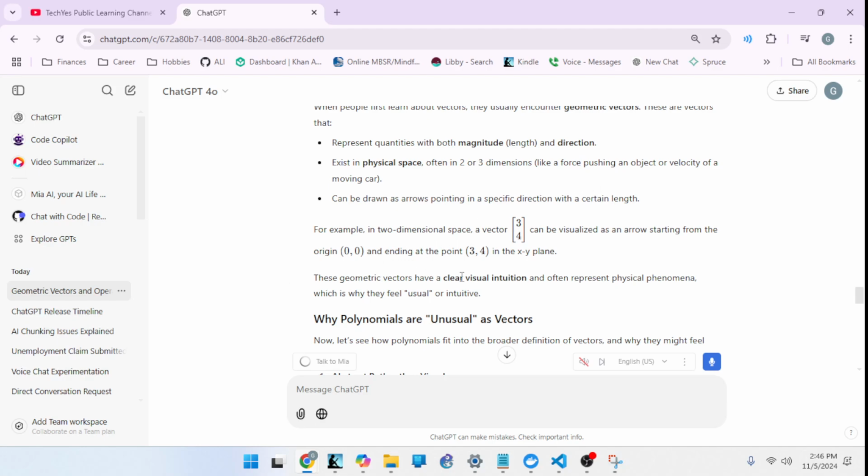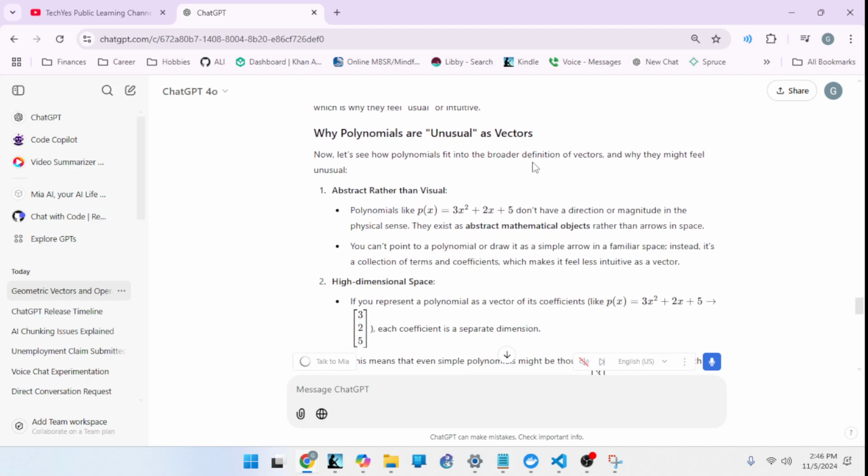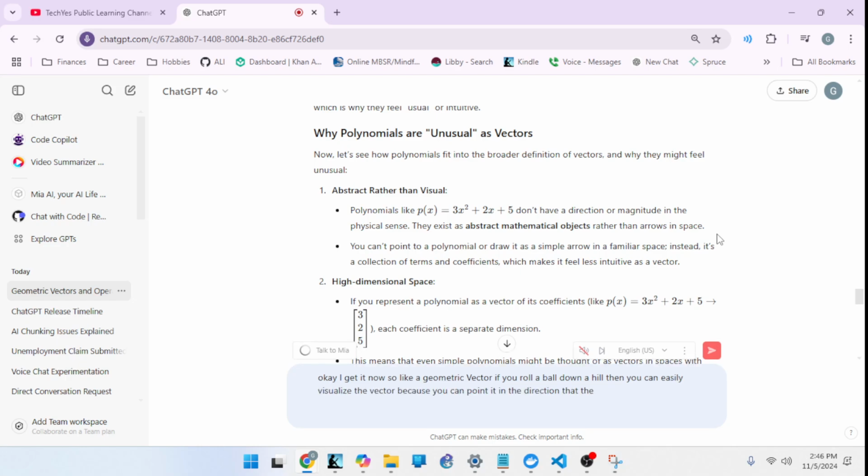So geometric vectors have a clear visual intuition. If you roll a ball down a hill, it's clear you write a vector pointing in the direction that the ball is rolling. But polynomials are unusual because they're abstract rather than visual. Okay, I get it now. Like a geometric vector, if you roll a ball down a hill, then you can easily visualize the vector because you can point it in the direction that the ball is rolling.